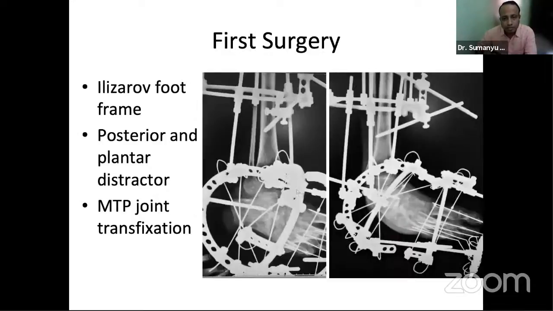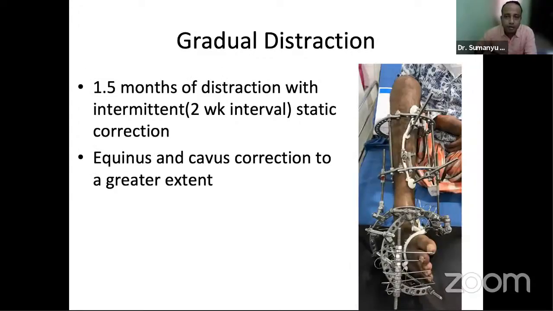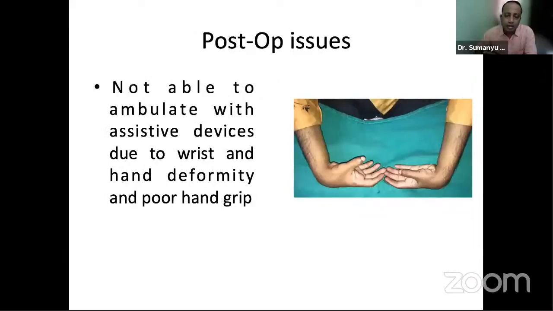So first of all, I put on an Elizarov frame. I put on a plantar distractor and a posterior distractor, and I transfixed all the MTP joints to prevent any flexion contracture there. I distracted it gradually, and every 2 weeks he used to come for a static correction. I found that equinus and cavus were corrected to a very great extent. The one difficulty was I was not able to ambulate him because there was difficulty in holding on to the walker frame.